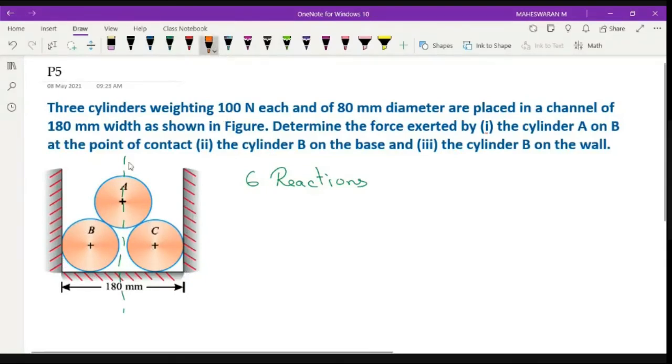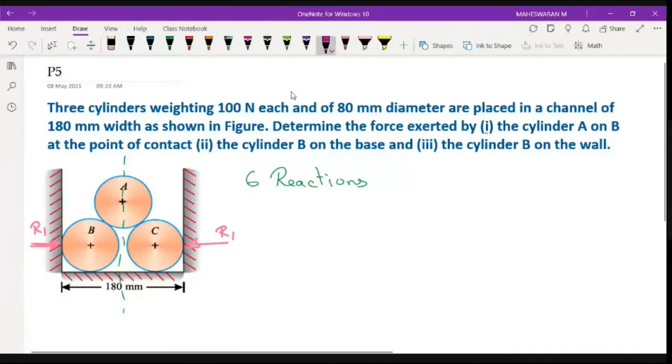Which means the reaction here, if I consider it here, this reaction will be equal to this reaction. If I consider this as R1, this is also R1.